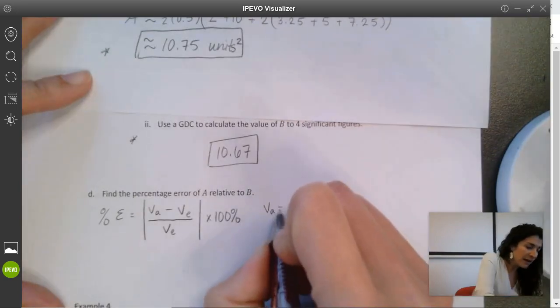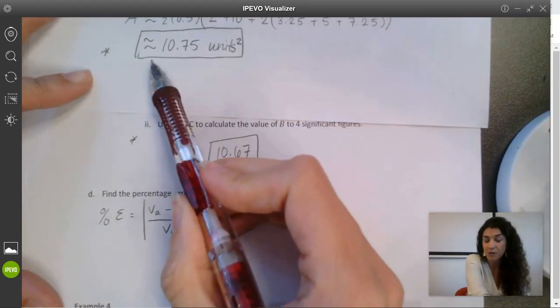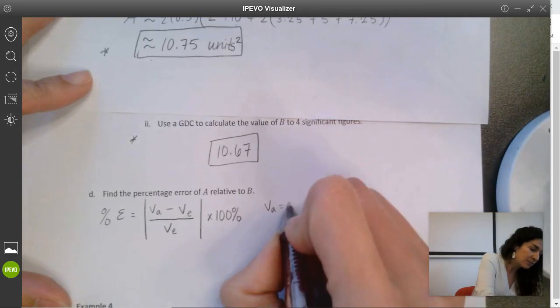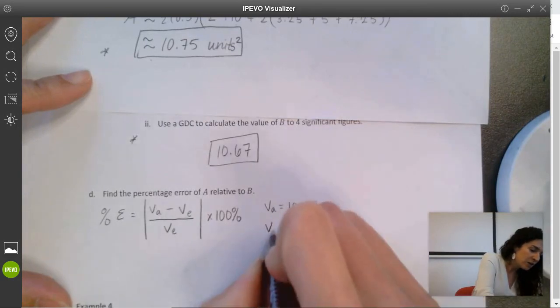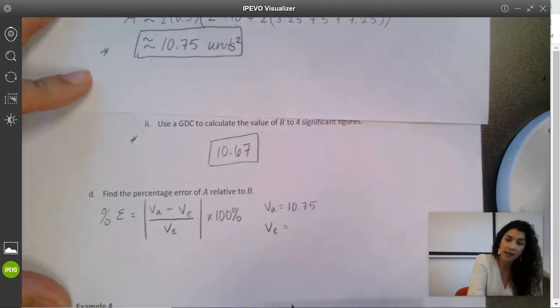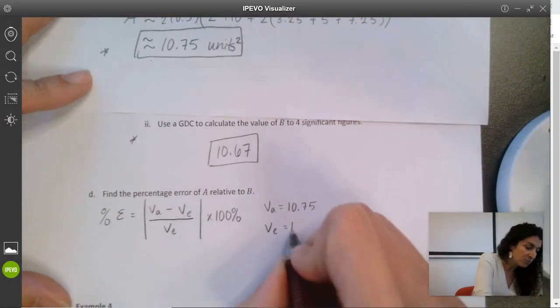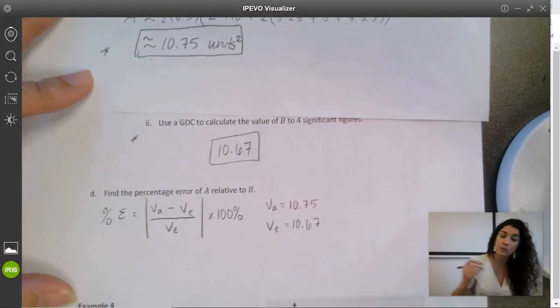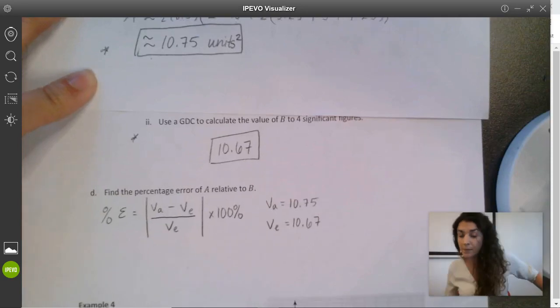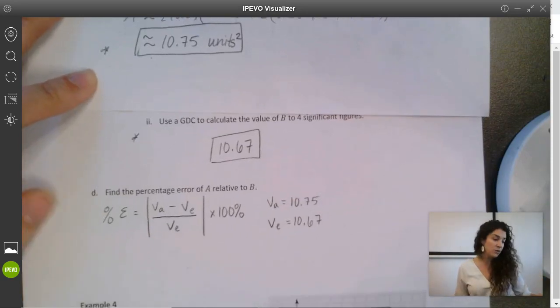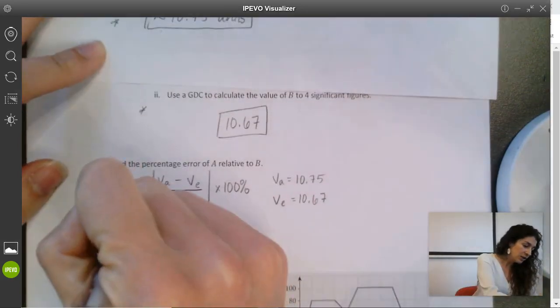Your approximate value is the one that is approximate, right? Your trapezoidal rule gives you an approximate value, 10.75. Your exact value is the one that is the definite integral. It is 100%, that's what the area underneath that curve is. So that should be enough information for you to be able to calculate the percentage error on your own.